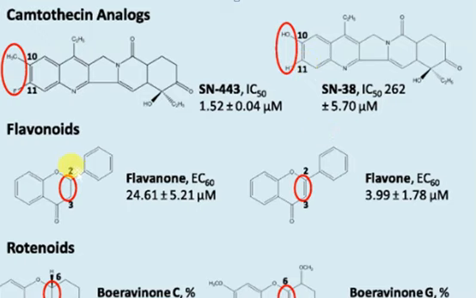Now we have these flavonoids, and here we have a single bond between carbon 2 and carbon 3. Let's see what the activity is if we convert this single bond into a double bond. This is the effective concentration, EC50, and with the single bond it is 24.61. But if we bring a double bond here, then the EC50 value decreases a lot, to 3.99.